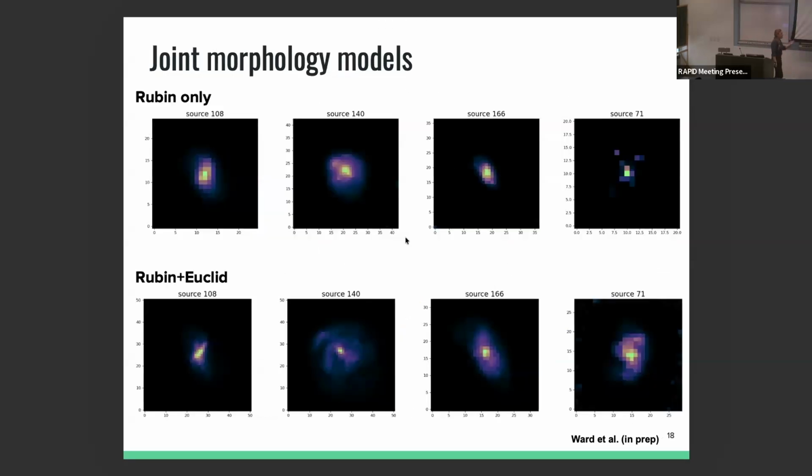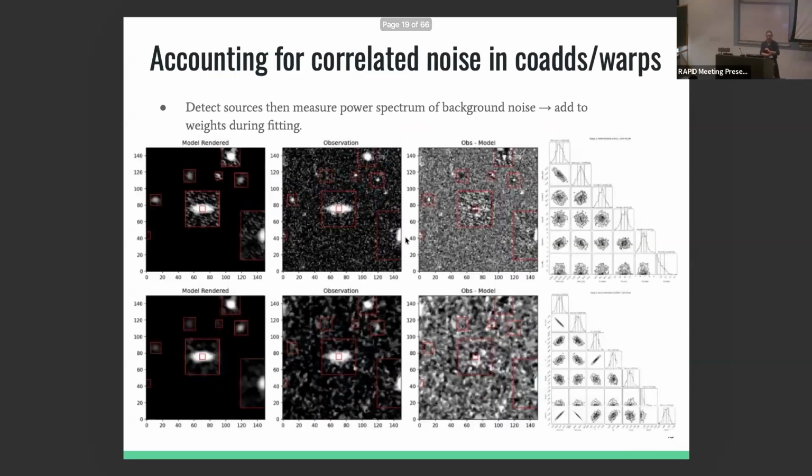And this is just showing why you want to do this joint modeling approach across the surveys. We just have the host morphology models of a few galaxies above from Rubin imaging only. These are very faint. They're smeared out because of the ground-based PSF. But once you jointly model them with Euclid, you can really see the complicated substructures and understand where your supernova is within that galaxy.